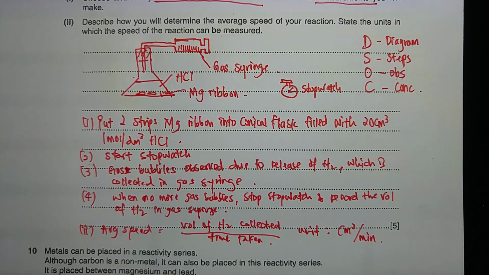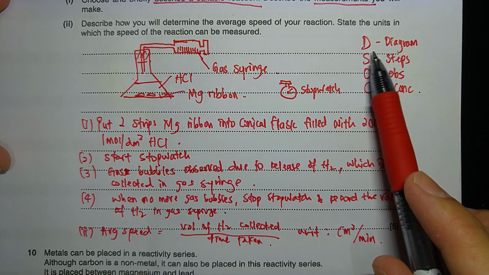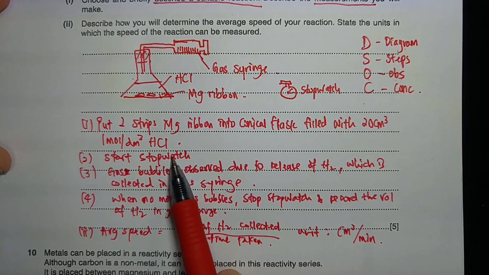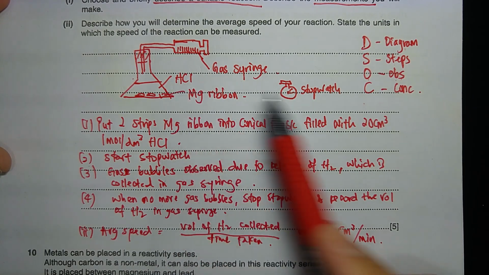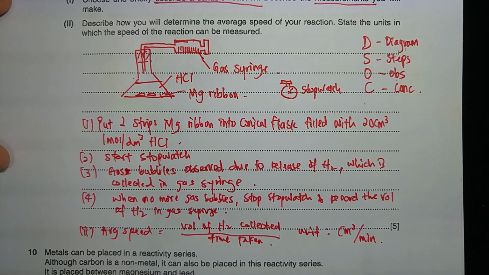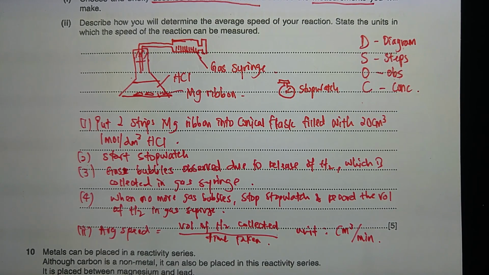So remember, whenever you say describe or design an experiment, try to make use of this DSOC: the diagram, the steps, the observation, what you see when you mix the two chemicals together, as well as the conclusion, which is how you are going to achieve the aim of your reaction, which is to measure the average speed of your reaction.